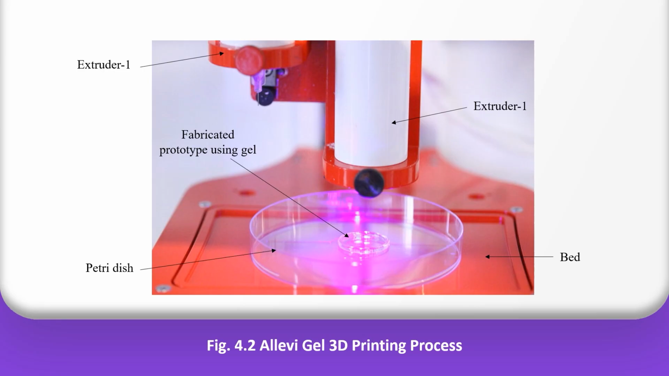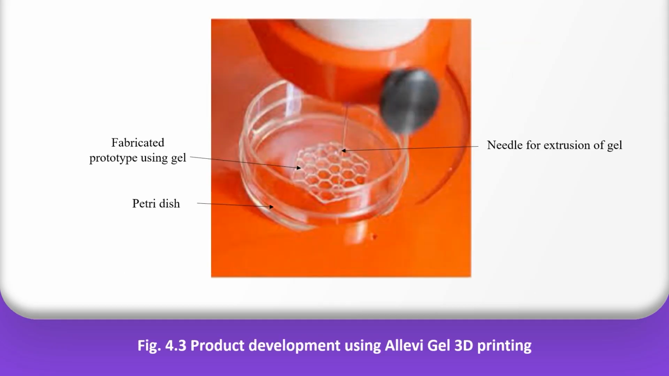Now this is the 3D printing going on. Through extruder 1, you can see the component is being printed in the petri dish. This is using a different type of gel. At this moment the other extruder is idle. This is a syringe attached to the extruder, and we are printing a typical meta structure. Out of the needle some gel is coming, and the part is being fabricated in the petri dish. This is product development using this open source 3D printer.